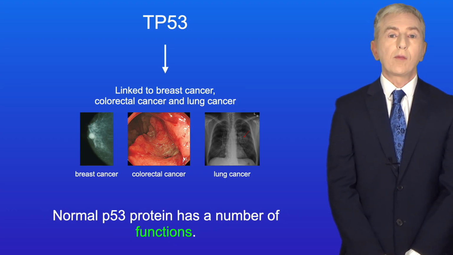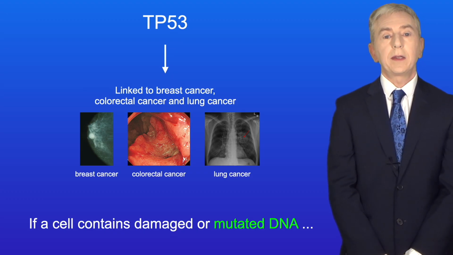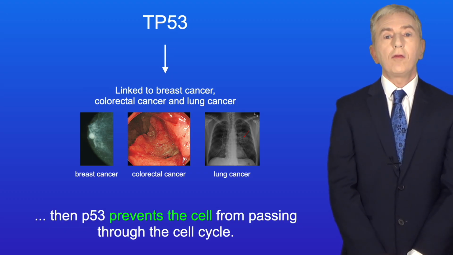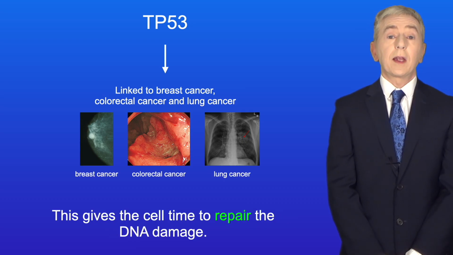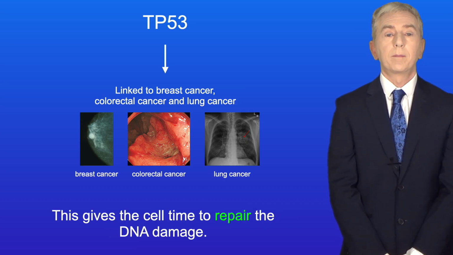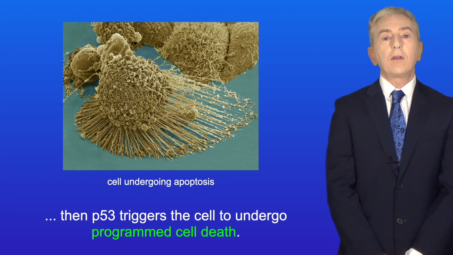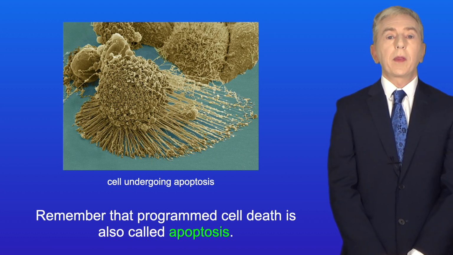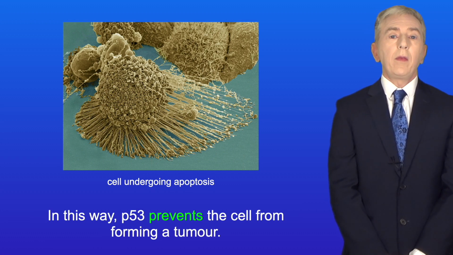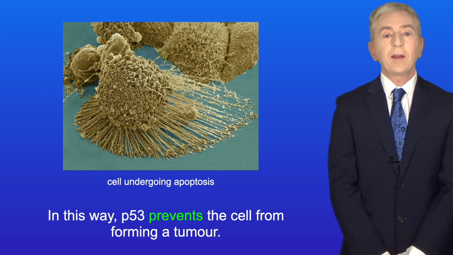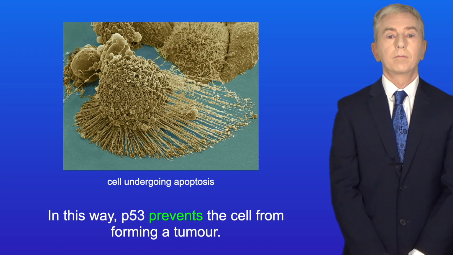Normal p53 protein has a number of functions. If a cell contains damaged or mutated DNA, then p53 prevents the cell from passing through the cell cycle. This gives the cell time to repair the DNA damage. However, if the DNA damage is too great, then p53 triggers the cell to undergo programmed cell death. And remember that programmed cell death is also called apoptosis. In this way, p53 prevents the cell from forming a tumour.